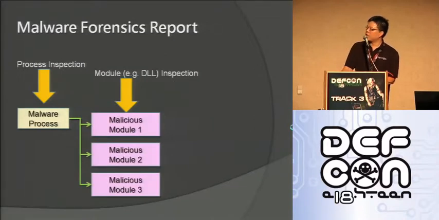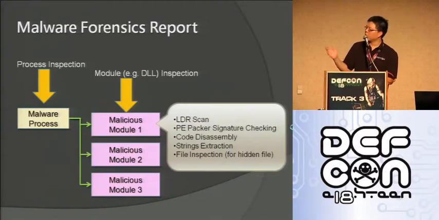So in this flowchart, let's review. We try to identify suspicious process, and then we try to identify suspicious DLL. And then inside this suspicious DLL, we do our runtime forensics, which includes LDR scan, PE packet signature check, code disassembly, string extraction, and then file inspection for hidden files. So these are the action items that we do for runtime forensics once we already identify the suspicious memory layout.